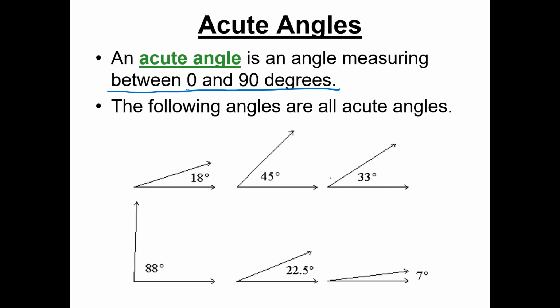As you can see here, there are 6 angles. The first one is 18 degrees. 18 is more than 0 but less than 90 degrees, so we call this an acute angle. The same with this one here: 45 is bigger than 0 and less than 90, so it is an acute angle. The same with this one, more than 0, less than 90. This one is also more than 0 and less than 90, and so is this one. So all of these angles are what we call acute angles.